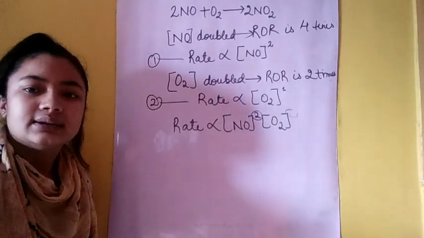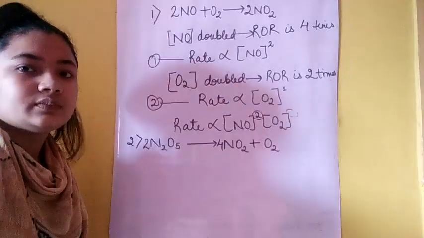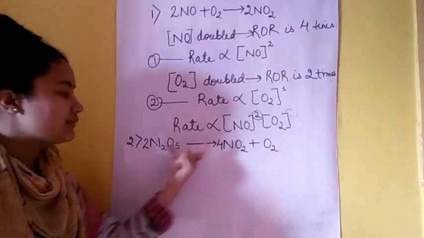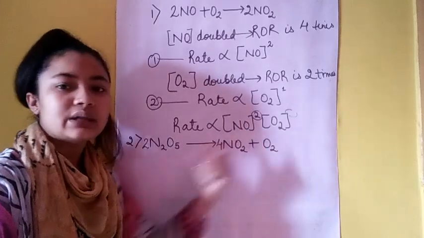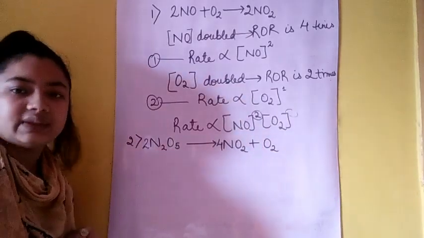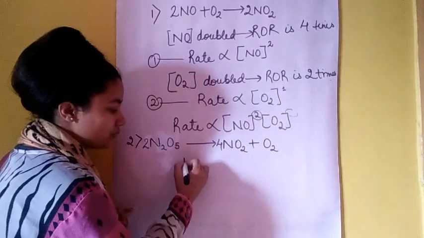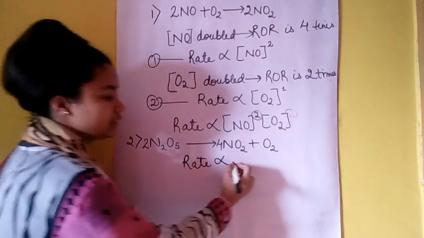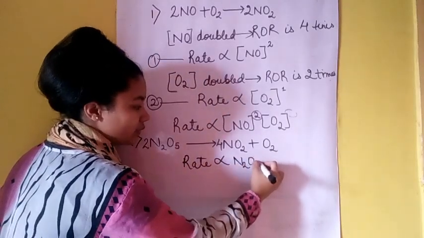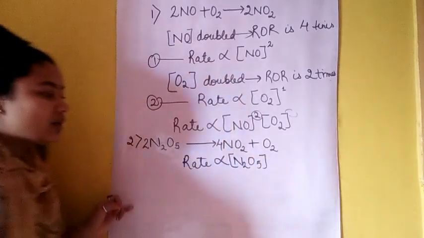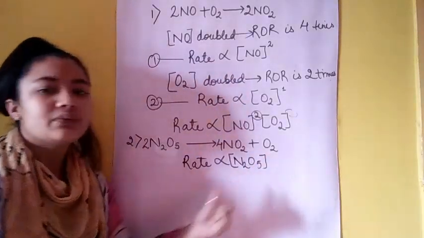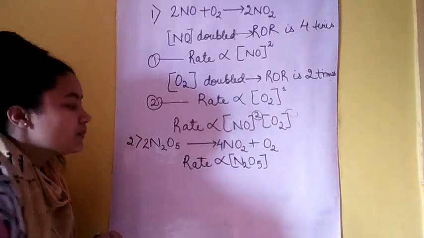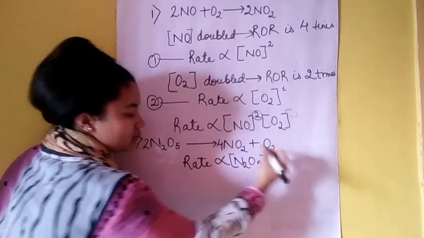So now consider another reaction, right? This is the second reaction: 2N2O5 gives 4NO2 plus O2. Now what is the rate of this reaction? It is very well known that rate is directly proportional to the concentration of the reactant, that means N2O5. Now what is the power of this N2O5? That means, what is the concentration on which the rate depends? So its power is 1.